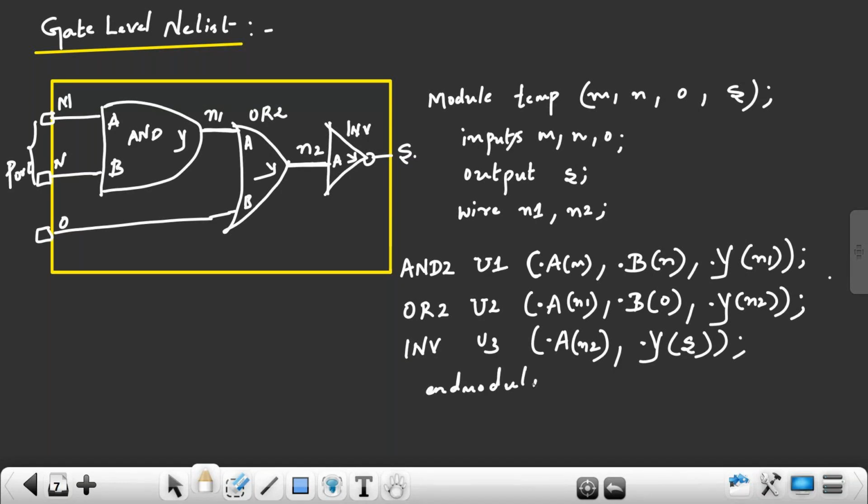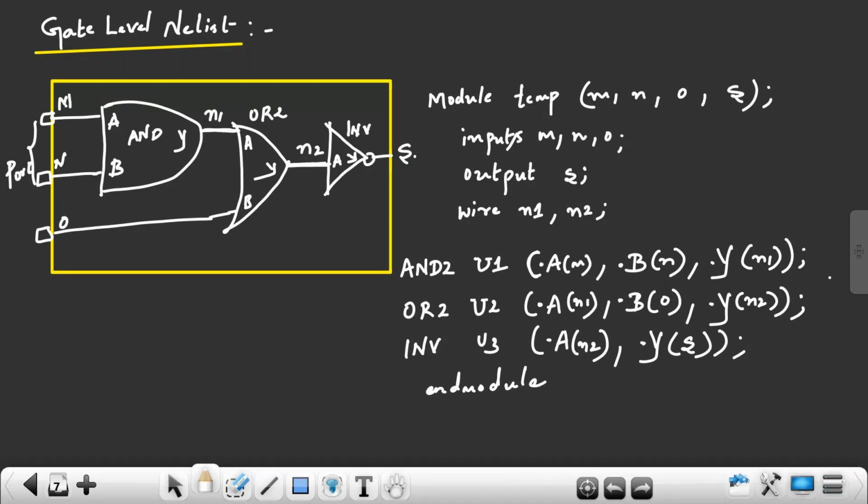So this is your gate level netlist. It has only gate information, correct? Apart from gate information, you should not have any other commands like assign command, if statement, or case statement. In the gate level netlist, you should have only what? Gates and their connections. So is connection present in this Verilog program or not?